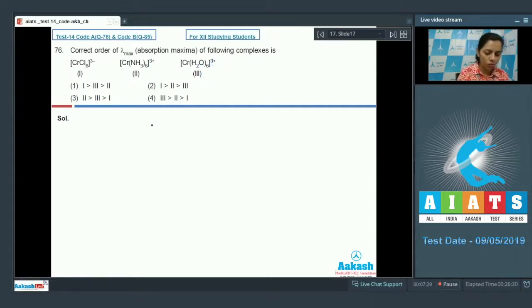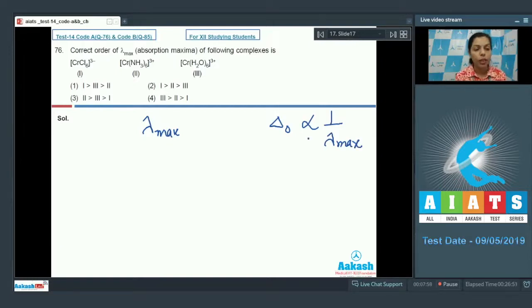So this value of lambda max we can find with the help of crystal field splitting energy of octahedral complexes, because we know that in all of these complexes 6 ligands are there. It means these all are octahedral complex ions, and here we need to just check their crystal field splitting energy. And one more thing, what's the relation between this energy and lambda value? This is the inverse relation.